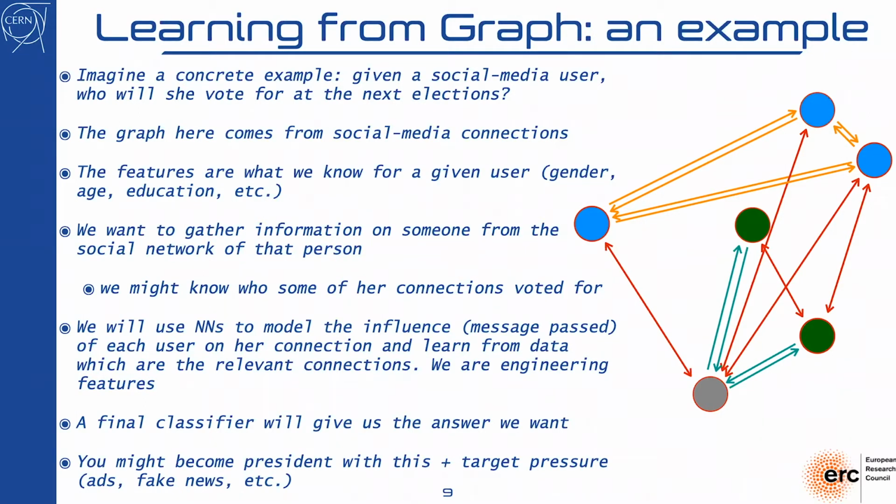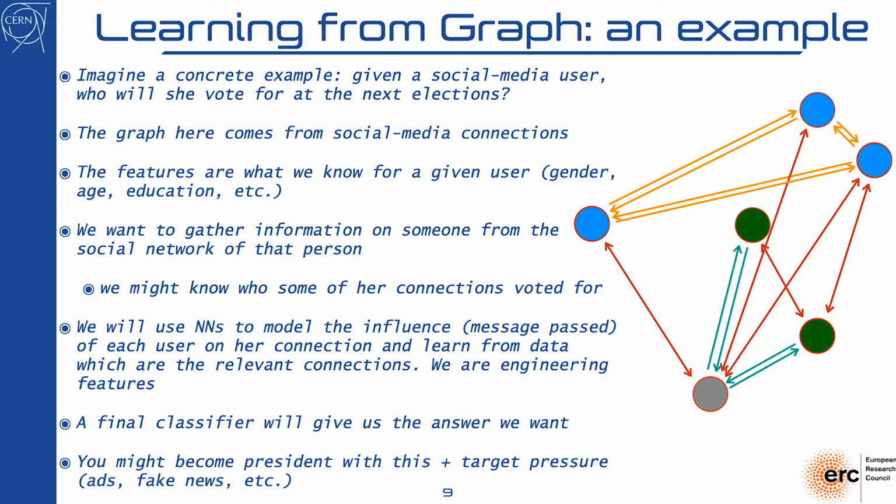Let's take a data set from a social media. So you have some user in some social media, and you want to know who this person will vote for at the next election. So what do you do? You look at the connections of this person with other users of the social media. That's basically building your graph.